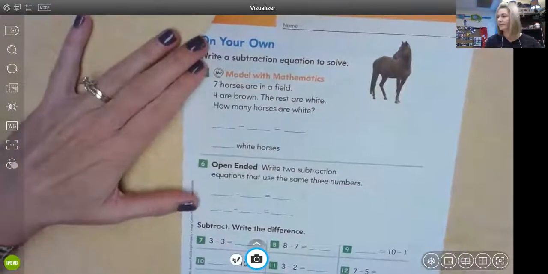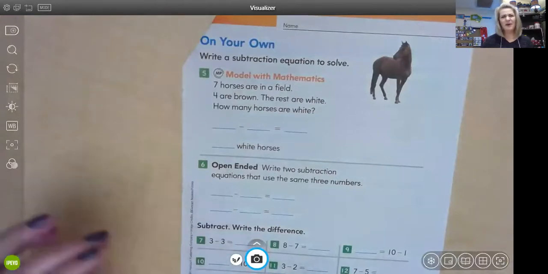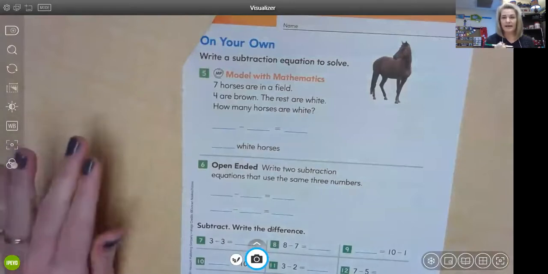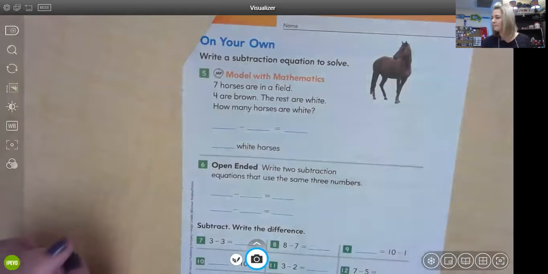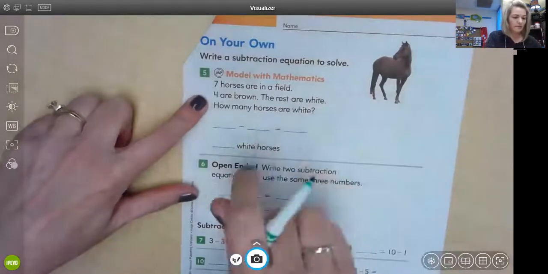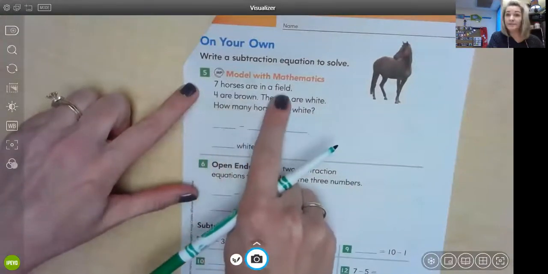All right, let me get my marker. I hope you probably should use a pencil in case you make a mistake. You might erase. You'll notice if I make a mistake, I end up scribbling out when I use a marker. On this first problem I have, it says 7 horses are in a field.